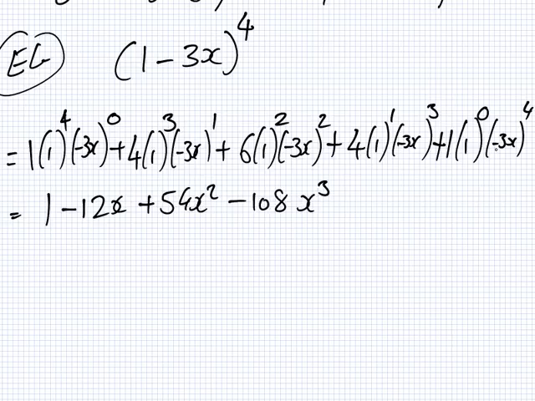And finally, minus 3 to the power 4 is 81. Right? 81x to the power 4. And this is the answer here. Just like that. It's a straightforward question because you do the same things every time. Write down the row, put in the first and the second, put in the powers, simplify. Same steps all the time.